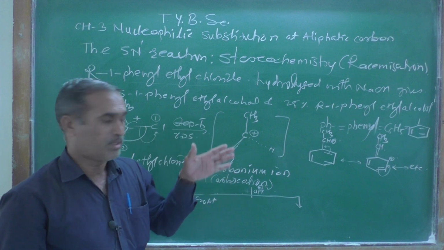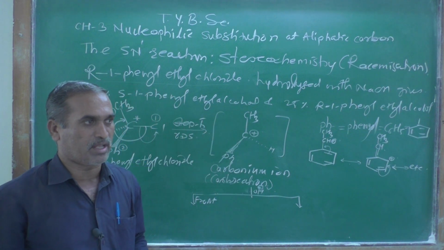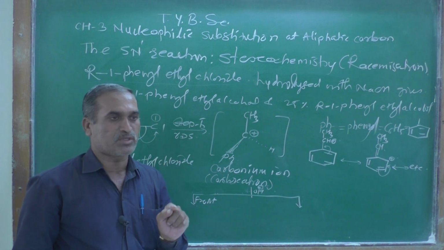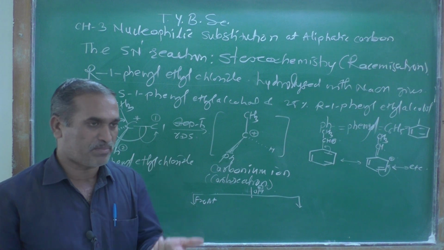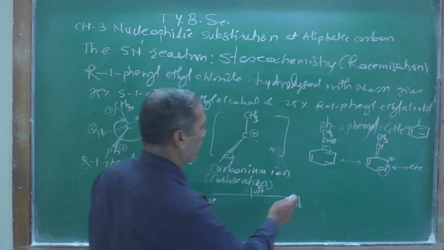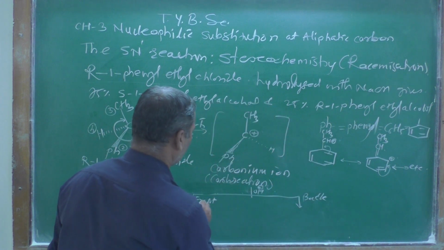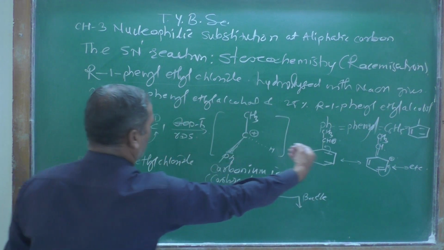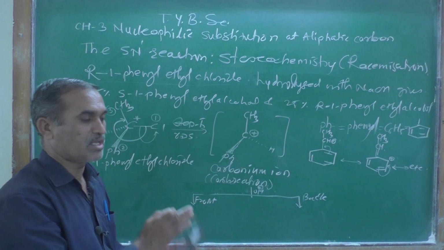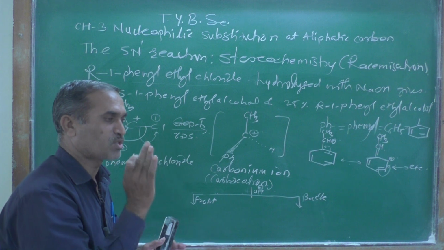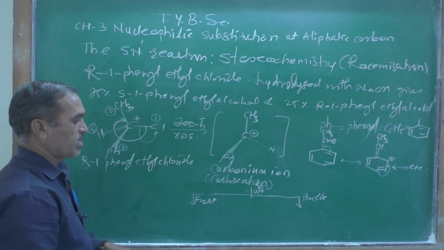Because this molecule is planar in geometry, the nucleophile approaches from the backside as well as from the front side. If it is a front side attack, here is a backside attack. Front side means the side where the leaving group departs, and opposite to that leaving group is known as the back side.